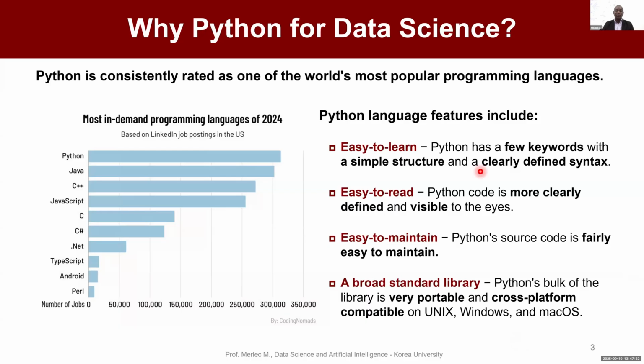Python is easy to use because it has few keywords, a simple structure, and clear syntax to define the instructions of your program. And it's easy to read. Because it's easy to read, it makes Python code clear and visible to the eye. When you read Python code, it's almost close to the natural language we use in everyday life, closer to English. It's also easy to maintain. Python source code is really easy to maintain. If you understand the overall program structure, you can easily debug the program.